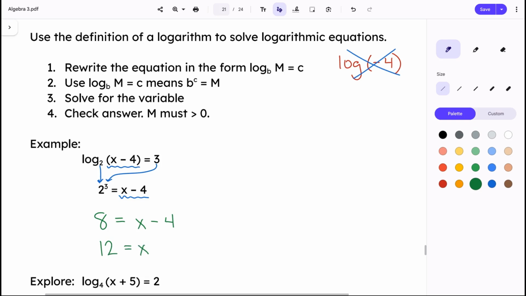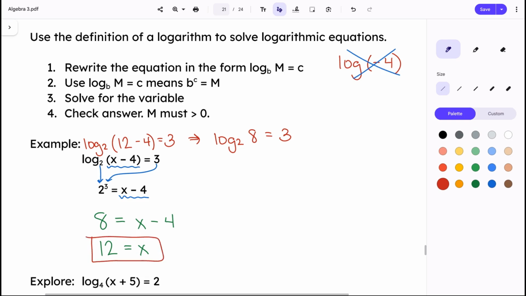I need to check my work here, so I'm going to take this 12 and imagine what happens if I put it back into this problem. So I put a 12 in for the x. This would say log base 2 of 8 equals 3. That's not going to be a problem because the 8 isn't negative. So this is a good answer. We can go ahead and keep the 12.